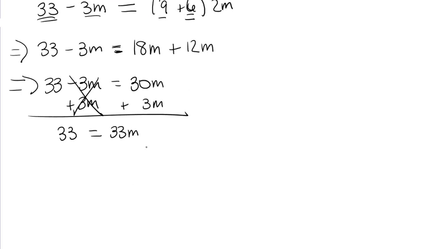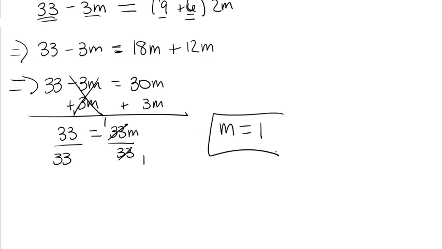So the next thing we do is to get m by itself, we need to divide. So we divide by 33 on both sides. This just becomes 1. So now it's just m on the right-hand side. And now 33 divided by 33 is equal to 1. So therefore, m equals 1. And that would be the solution to this problem. So let's go ahead and look at another example.